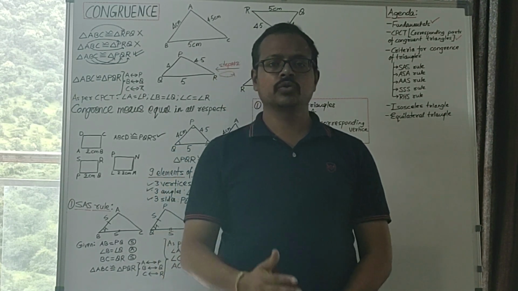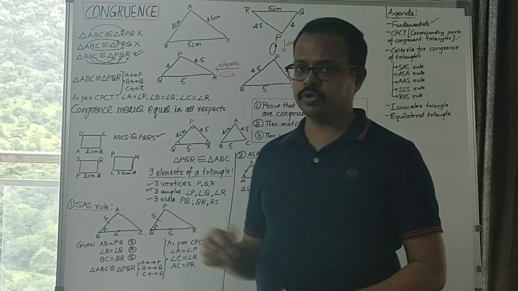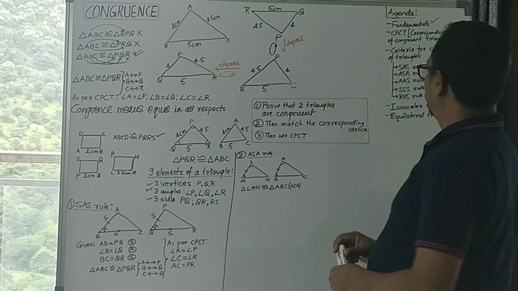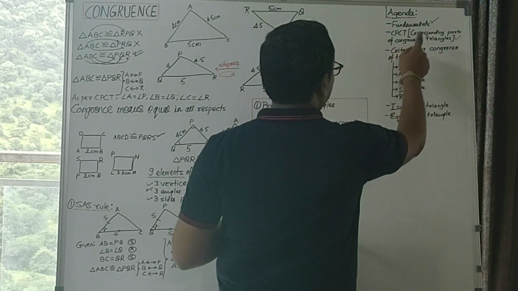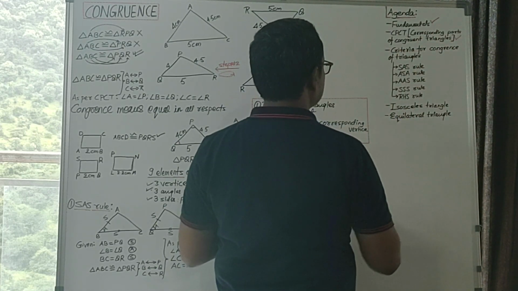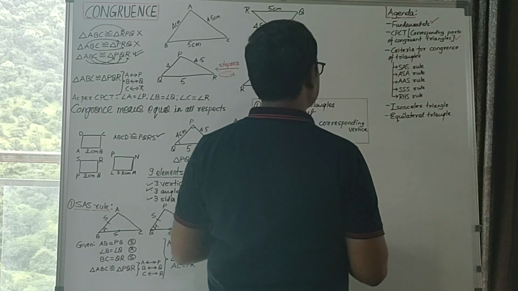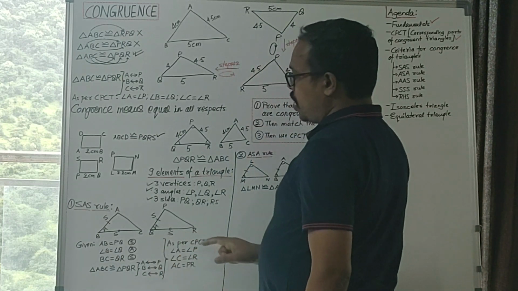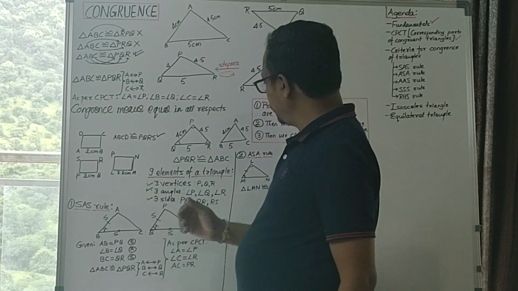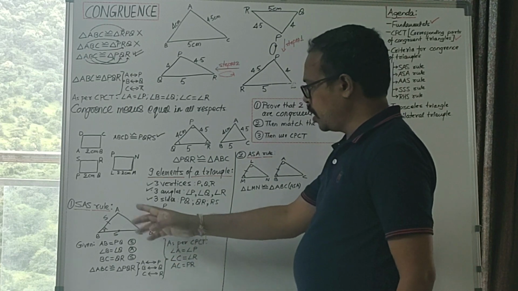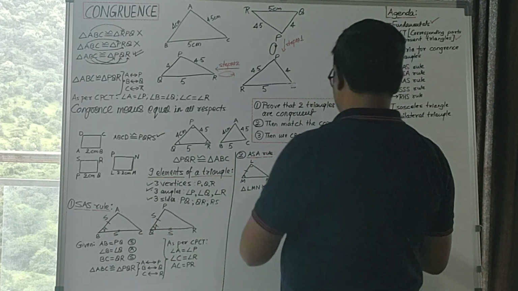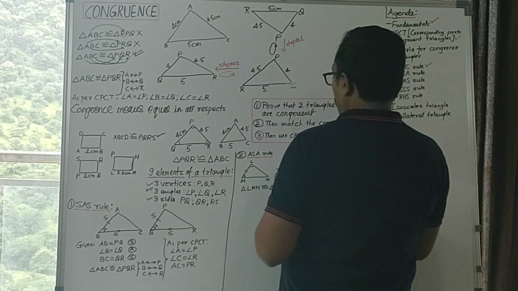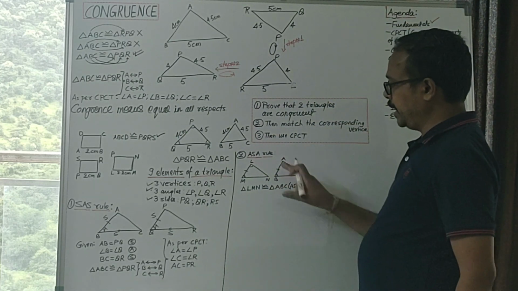Hi guys. So this is the second part of the congruence of triangles. These are the concepts which we discussed in the previous video. We are done with fundamentals, CPCT, and the criteria for congruence of triangles. We discussed the SAS rule, what the SAS rule means. We are done with the SAS rule, and we are done with the ASA rule.